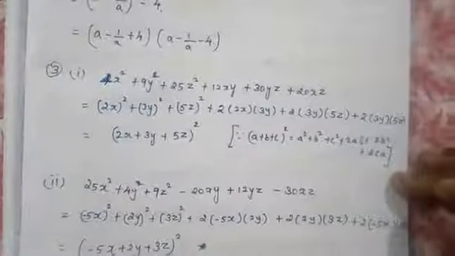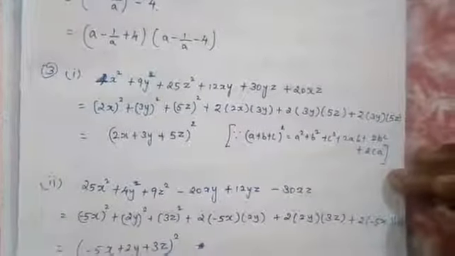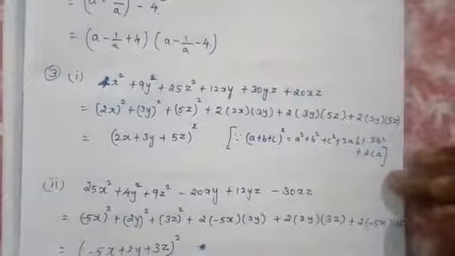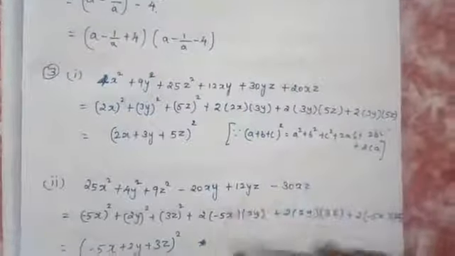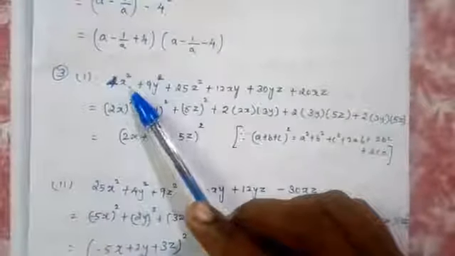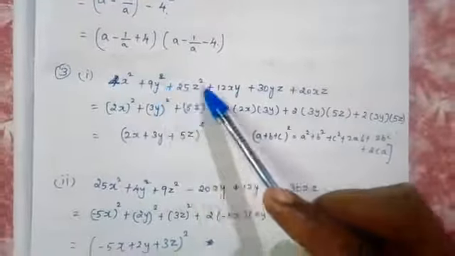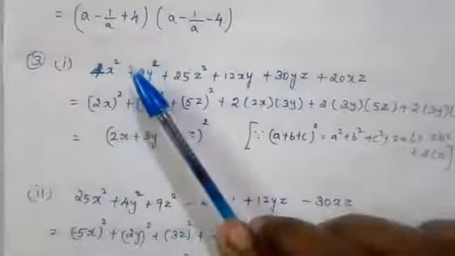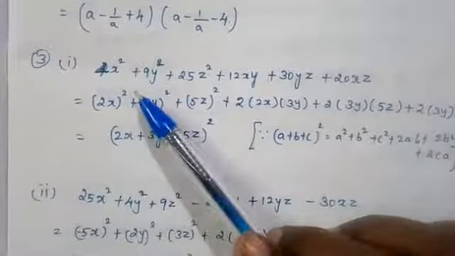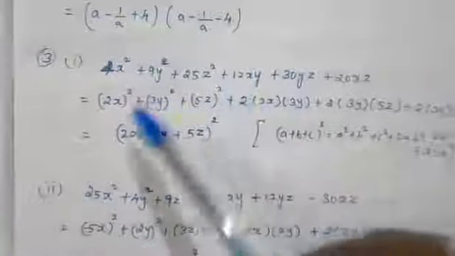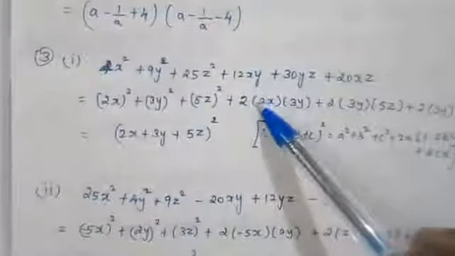What are the identities used in the second problem? A plus b whole square and a minus b whole square are used, and a square minus b square also. For the third problem, the given question is 4x square plus 9y square plus 25z square plus 12xy plus 30yz plus 20xz. 4x square is written as 2x whole square, 3y whole square, and 5z whole square. So using these three, you can easily separate it.